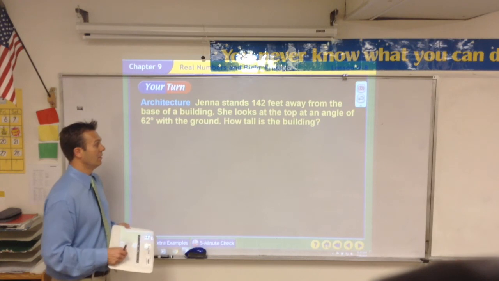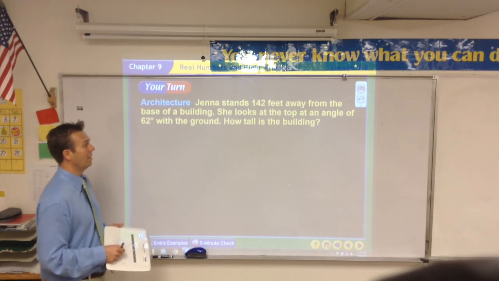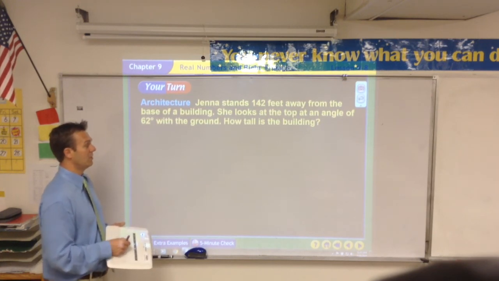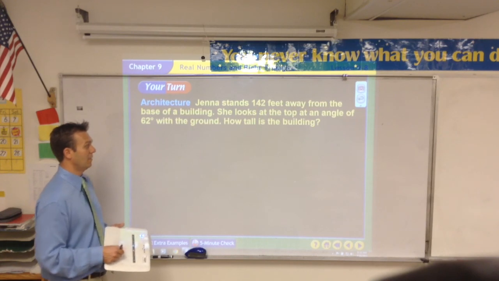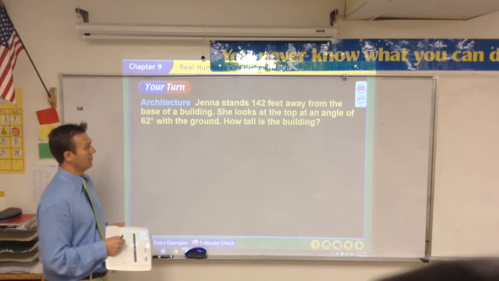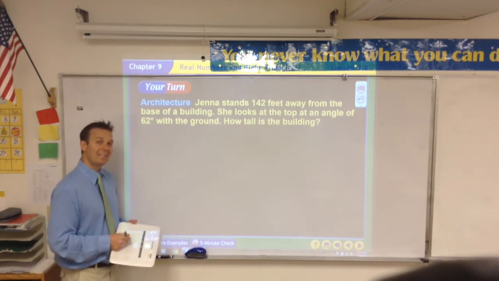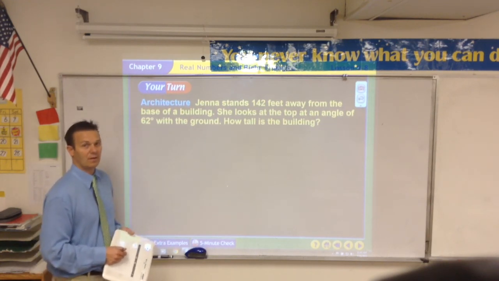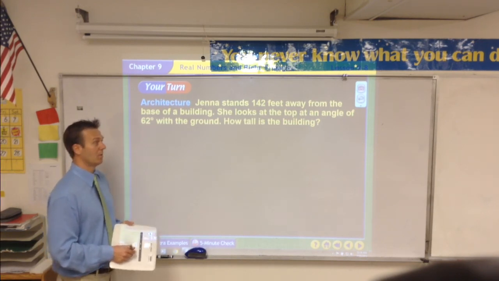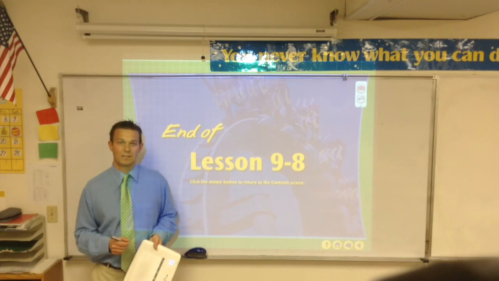Again, you got to draw your picture and remember that Jenna is down on the ground and she's looking up. So keep that in mind. It's a 62-degree angle, and she is 142 feet away from the building. It's a good idea to draw pictures, you guys, I'm telling you. Hit pause, go ahead and solve that and see how you do, and we'll go over it tomorrow in class. And that is the end of lesson 9-8.